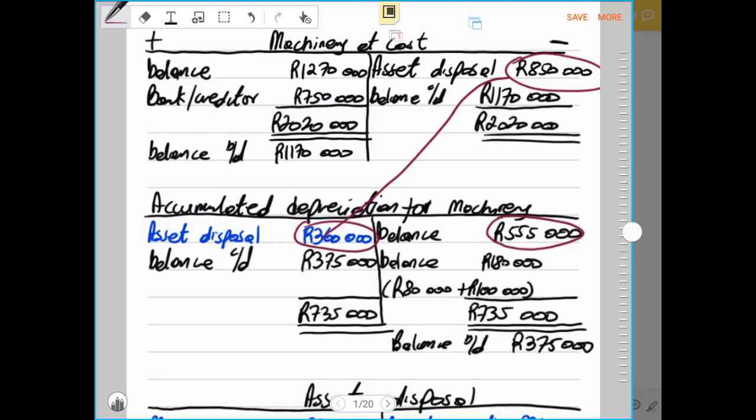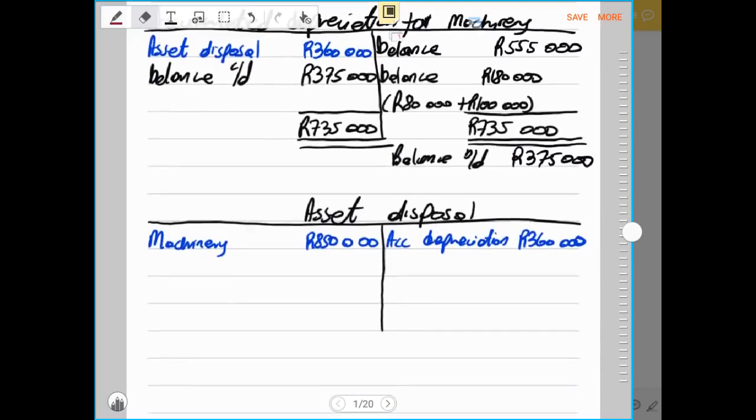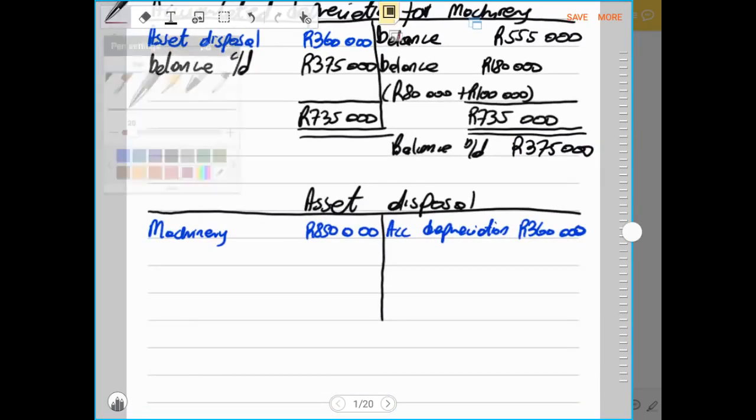This will lead to the carrying amount. Then after, this is also movements, depreciation during the year. And this is closing balance. Opening balance, movement must remain movements. Closing balance must remain the closing balance. So we just copy and paste these figures.